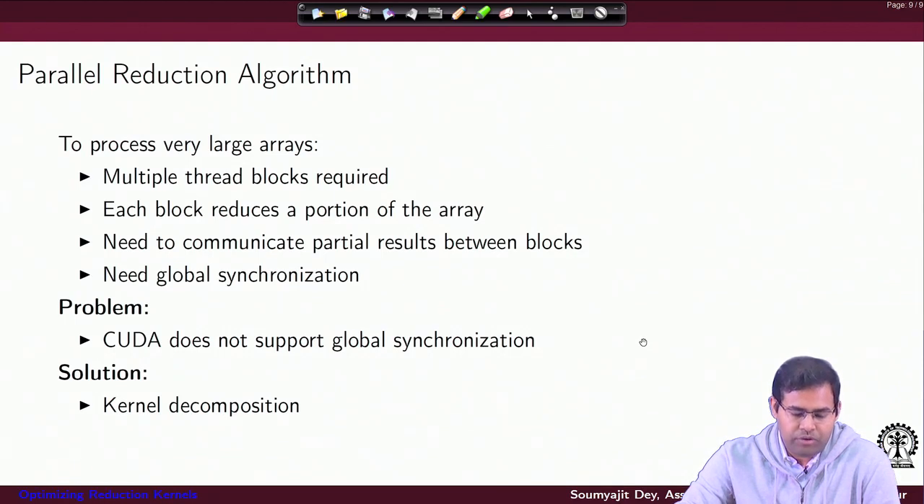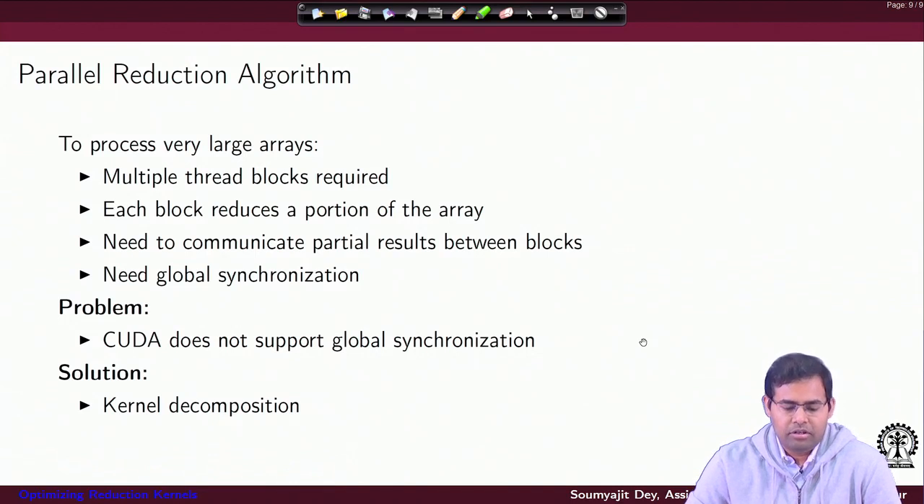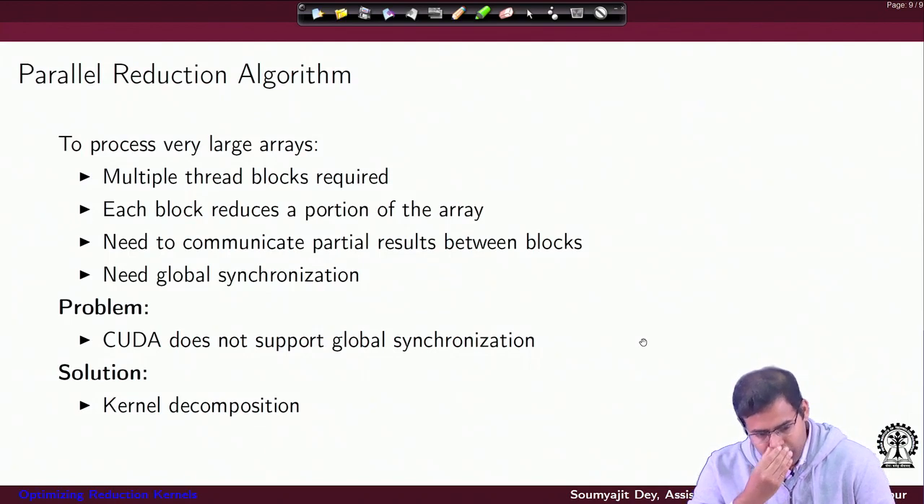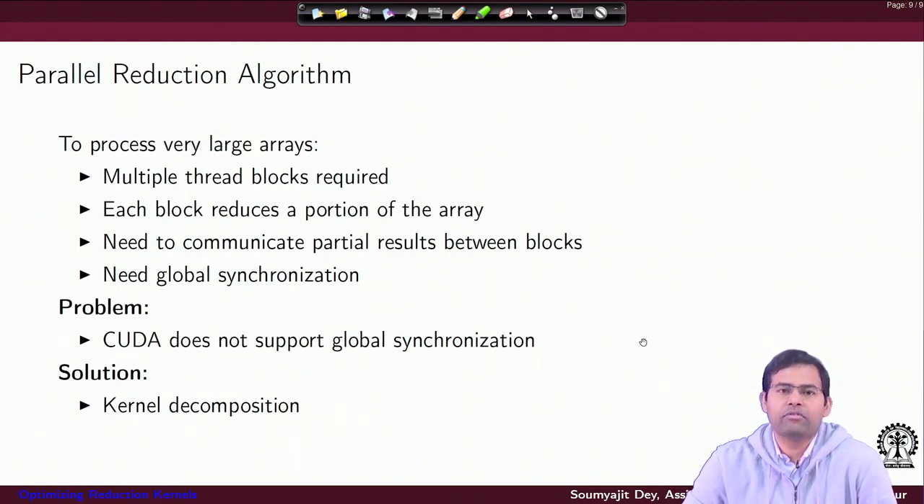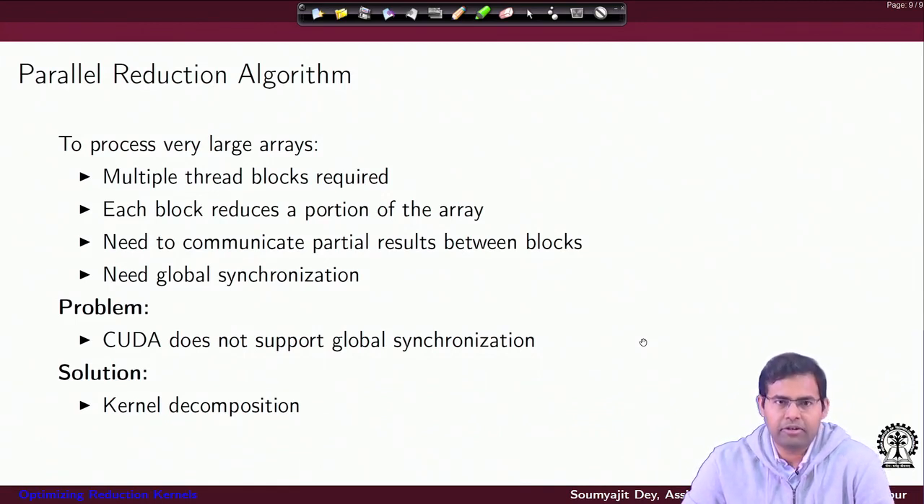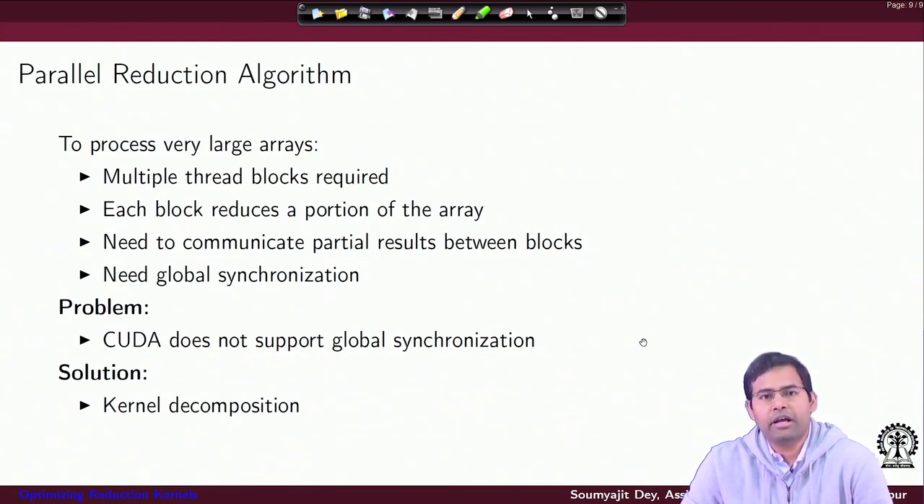Now, if I am going to do this kind of a parallel reduction on a large array, the first thing is I will require multiple thread blocks, because one block can only accommodate 1024 threads. I need more than that, so definitely multiple thread blocks. Now each block can reduce a portion of the array. Once that has been done, I need the results to be communicated, because each block may reduce a portion of the array, and these portions will need to be reduced further, but that would definitely need global synchronization across blocks.